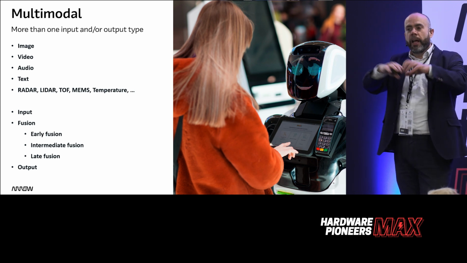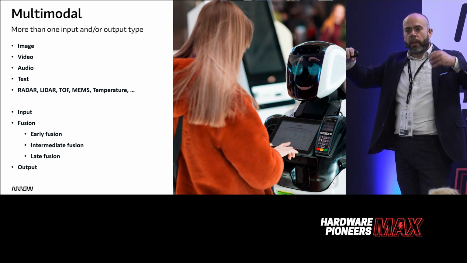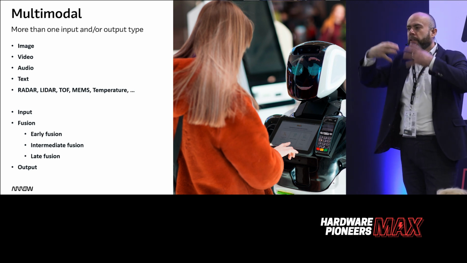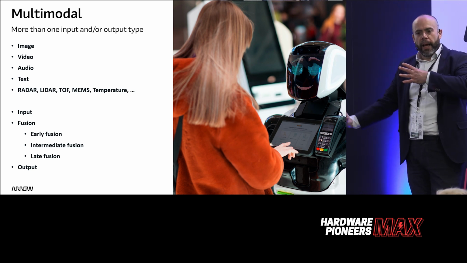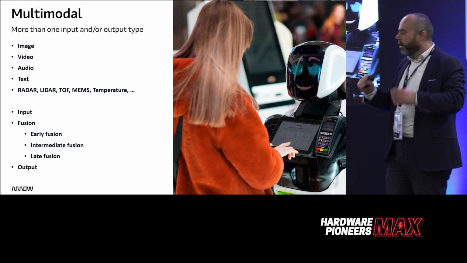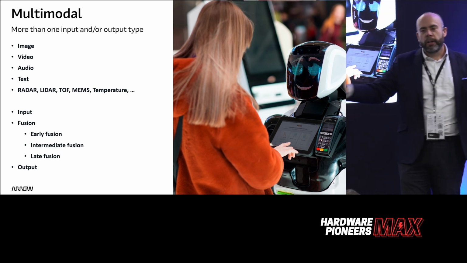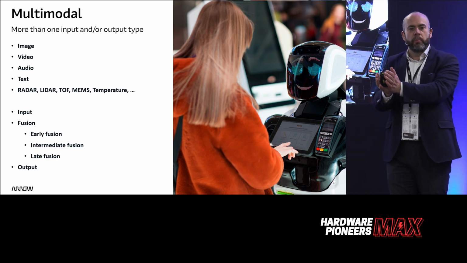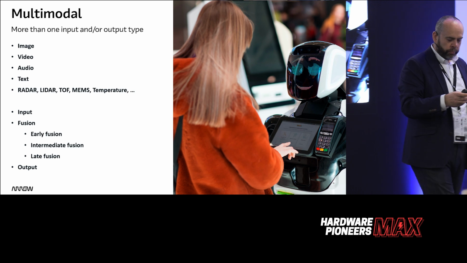Intermediate means that you have an early stage model that understands the individual modalities, and the output of those models then come together for a further larger model. And then late fusion is basically you do most of your AI processing on the individual modalities and only join them together at the output layer.